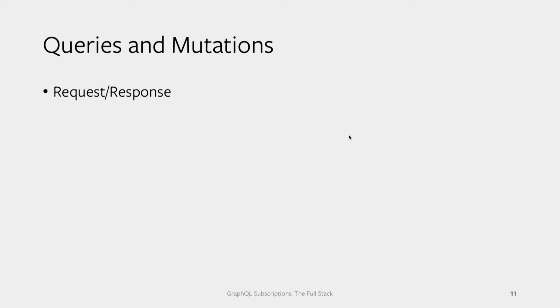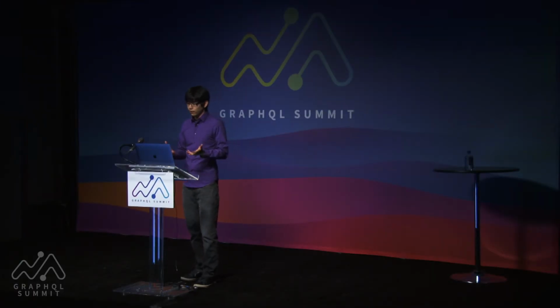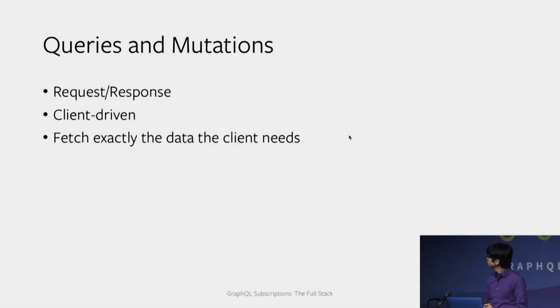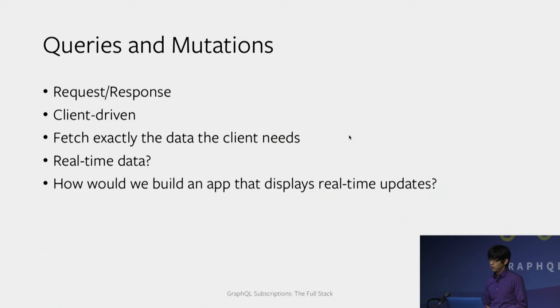Let's observe that queries and mutations both follow this request-response style interaction. They're both client-driven, which allows us to fetch exactly the data that the client needs. But what about real-time data? How exactly would we build an app that displays real-time updates? Kind of tricky with request-response, right? As we saw from Dan's talk earlier, we could just poll. And that might get us quite far, actually. But we may come upon a situation where the scale of our app and the nature of the request means that we want some sort of push-based solution.